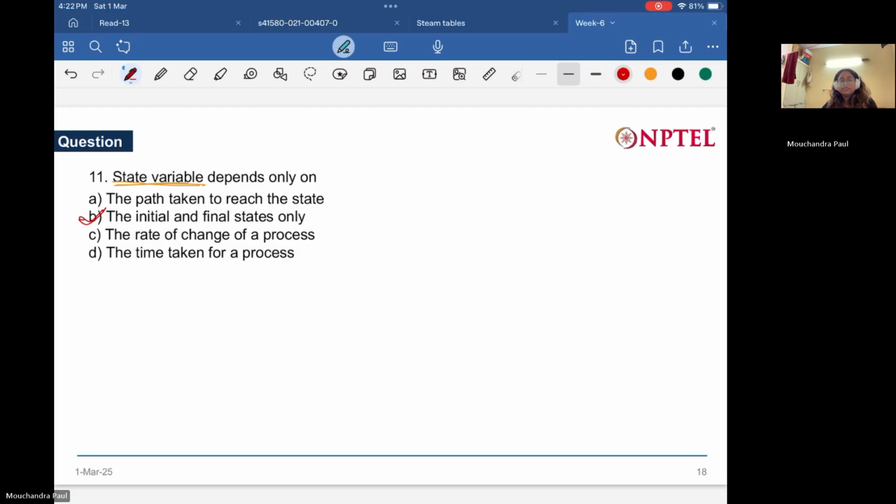So let me pose a question. Suppose there's a system whose internal energy initially was 100 joules, right? It went through some process because of which the final internal energy becomes 50 joules. This is process one. Now, through another process, process two.